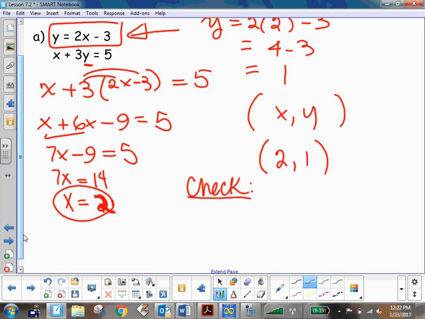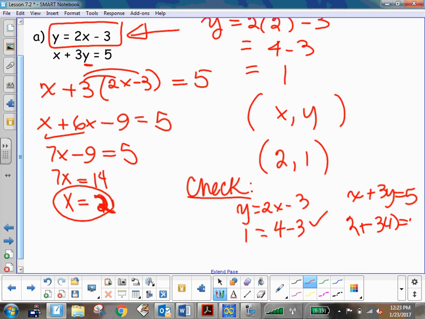So let's see, if we substitute it into y equals 2x minus 3, then does 1 equal 4 minus 3? Well, it does, yes? And it has to work in both of our equations. So the next one that we substitute into is x plus 3y equals 5. And so we try, does 2 plus 3 times 1 equal 5? Well, we can see that it does. And so we know that the ordered pair 2, 1 has to be correct. Does that make sense?